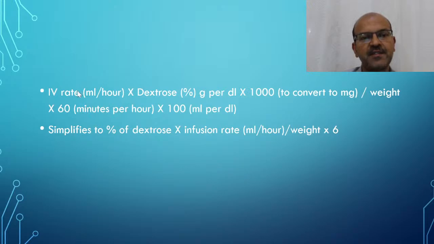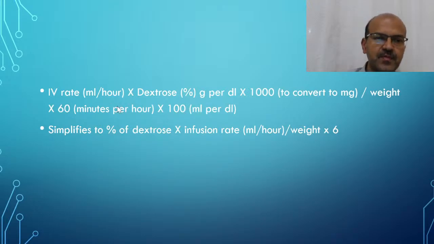You have the IV rate and the dextrose, which is grams per deciliter, the percentage of dextrose, so 10 grams per deciliter times 1000 to convert the grams to milligram, and then you have to divide by the weight times 60, which is the minutes per hour, and 100 because you're using deciliter here and you want ml in the conversion, so you are using 100. So the zeros cancel out, and that's why you get dextrose percentage times infusion rate divided by the weight times 6. So you can remember this.